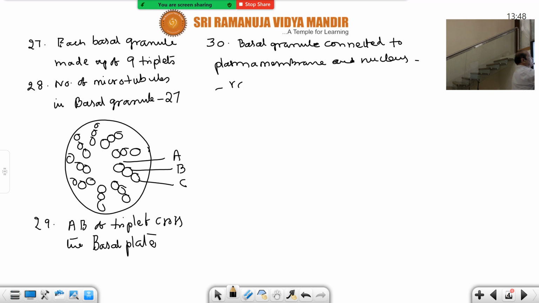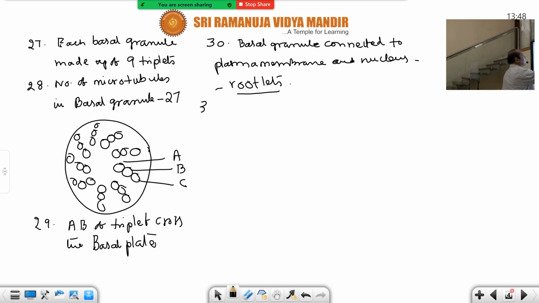These are known as rootlets. Rootlets cause the orientation of the movement of flagellum and cilium, change of directions and all these things. So the basal granule is connected to plasma membrane and nucleus with communication channels called the rootlets, which help in the orientation of both flagella and cilia.